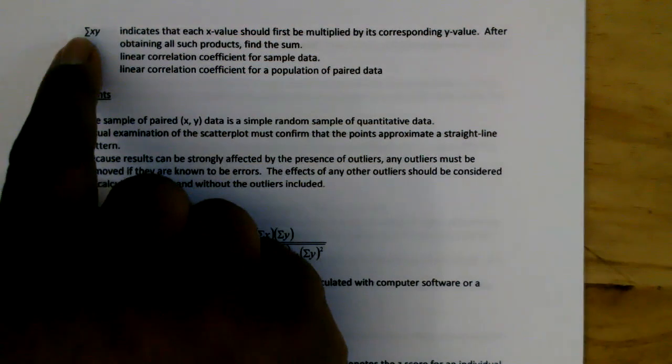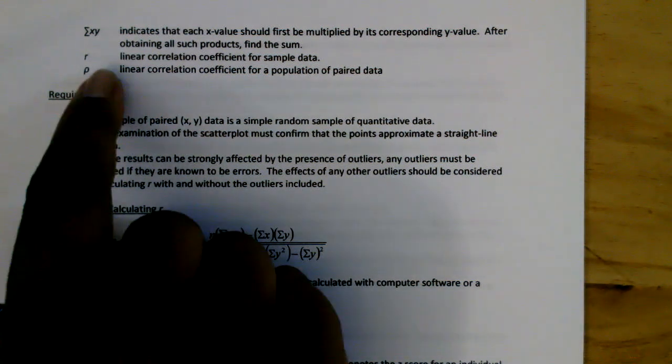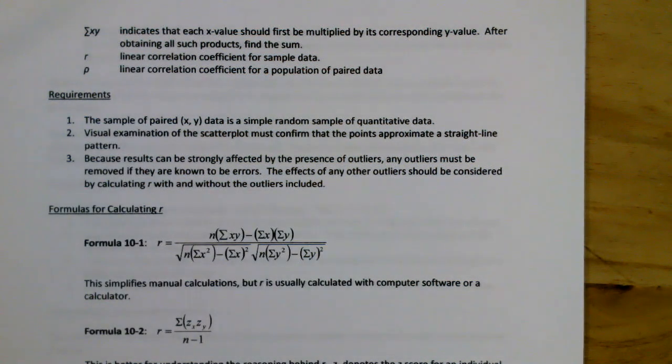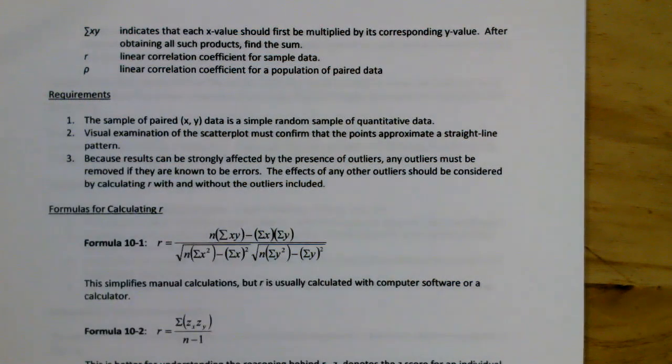And more notation: the sum of xy means each x value should be multiplied by its corresponding y value, and after obtaining those products, we're going to find the sum. And of course, r is the linear correlation coefficient for the sample data, and rho is the linear correlation coefficient for a population of paired data.